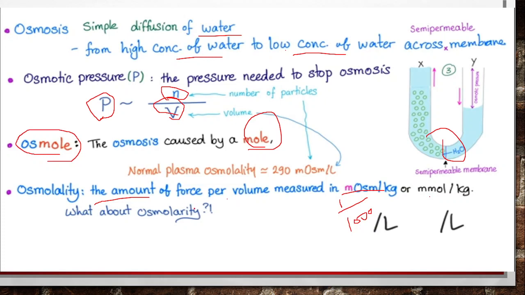Osmolarity is the amount of solute per volume, measured in milliosmol per liter. So the key difference is the amount of solute and the amount of solution. When the amount of solvent is measured in kilograms, we refer to it as osmolality. When it is measured in liters, we call it osmolarity. This is the minor difference between both cases.